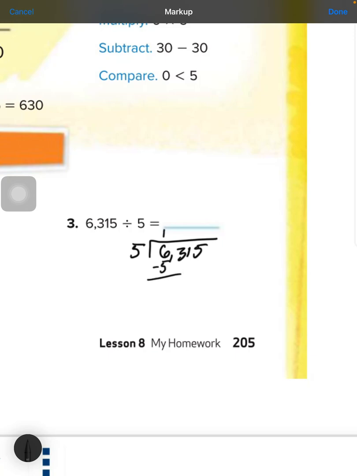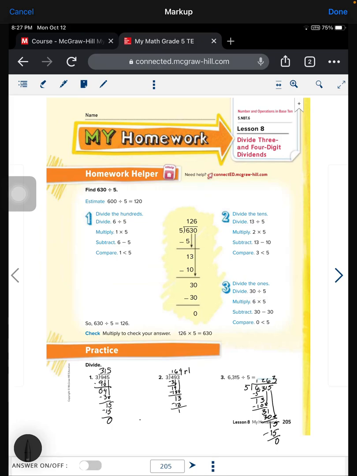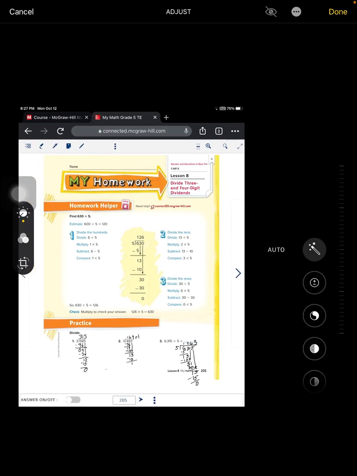5 will go into 6 one time. 1 times 5 is 5. 6 minus 5 is 1. Bring down the 3. 5 will go into 13 twice. 3 left over. Bring down that 1 that's trying to hide. It'll go into it 6 times. There'll be 1 left over. Bring down that 5. And 5 will go into that 3 times. Yes, there's not a remainder. Love it. Okay, let's go to the next page, shall we?